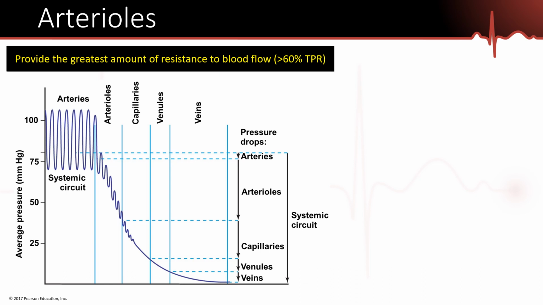So this yet again is looking at the systemic circuit, and it's looking at what's the pressure within the systemic arteries, the blood pressure within the systemic arteries versus the blood pressure within the systemic veins. And as you can see, within the systemic arteries, if you average it out, the blood pressure is about 90 millimeters of mercury. The blood pressure within the systemic veins is so low that they oftentimes will just say 0.